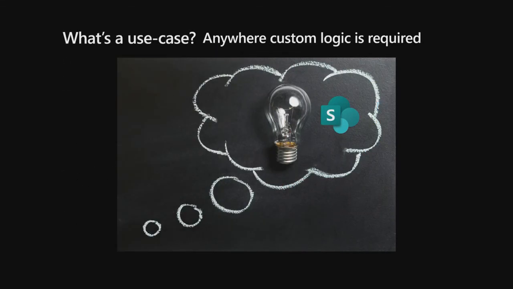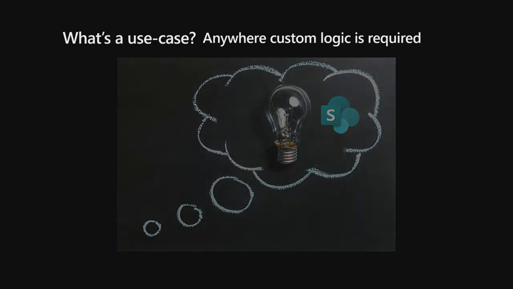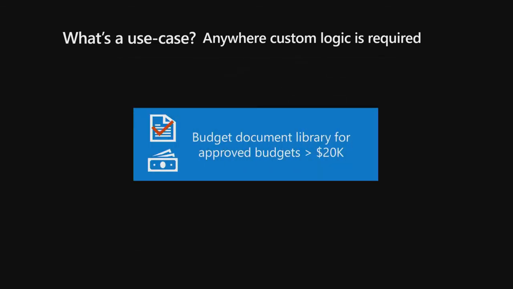What's a use case for this? Well, pretty much anywhere custom logic is required to set your retention label, okay? So an example is maybe you only want retention on approved budget documents over $20,000. Now you could do this with the last option, but the key differentiator between the two is the last option takes up to 7 days to apply. This takes as long as it takes the flow to run against that document, okay?